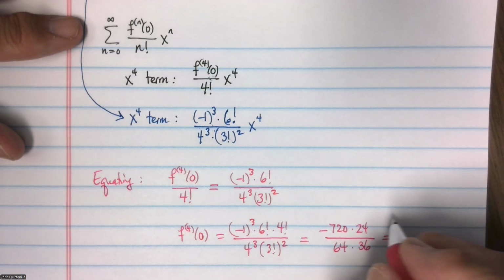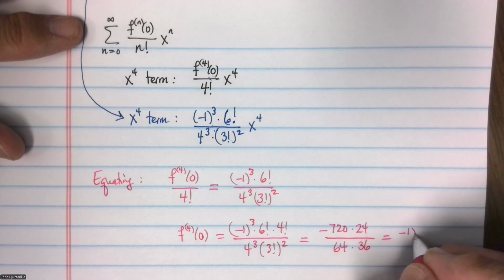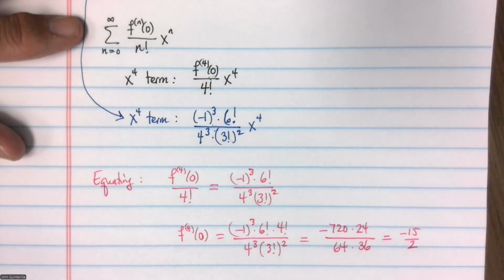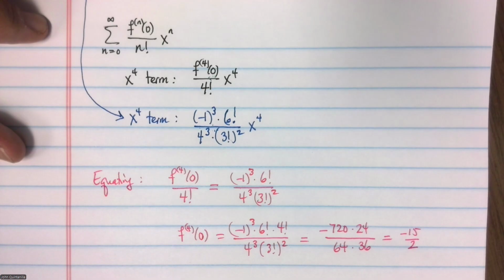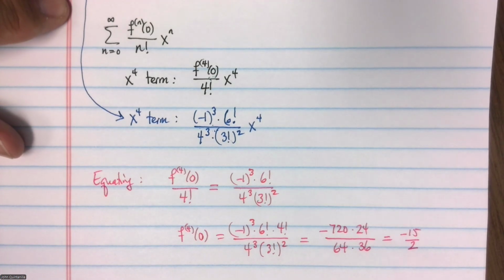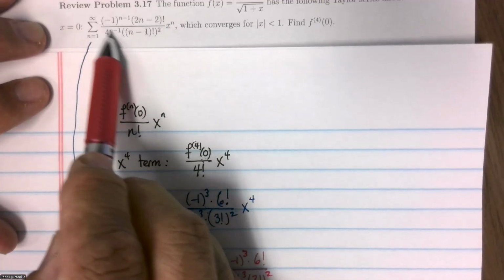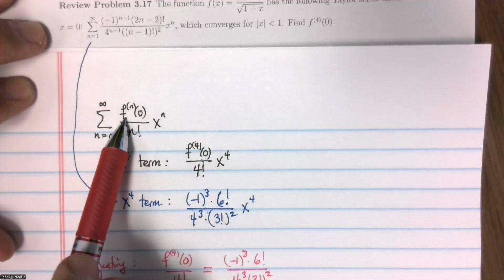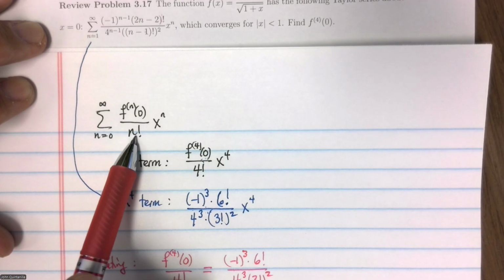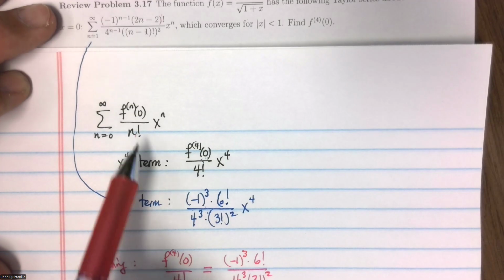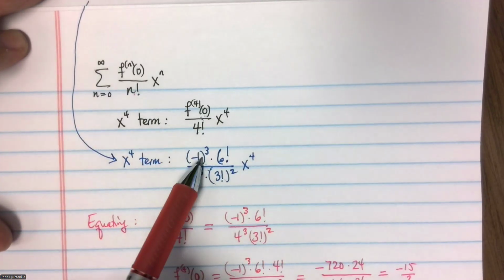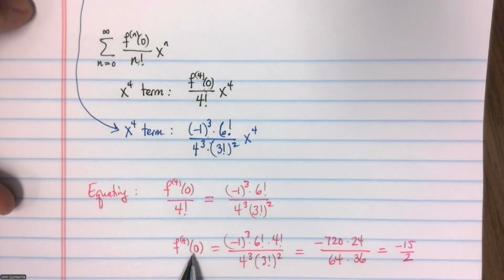And so just plugging into a calculator or canceling, we find out that the fourth derivative at 0 is equal to negative 15 halves. Okay, so the way that we do this problem is that we remember that this expression here is basically the nth derivative at 0 divided by n factorial. And in the case of n equals 4, I get these two things, which I then set equal to each other to be able to solve for the fourth derivative at 0.